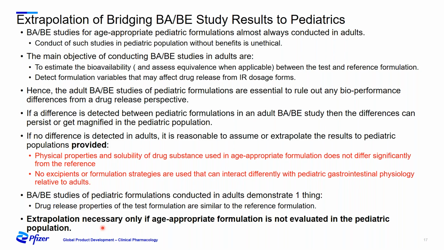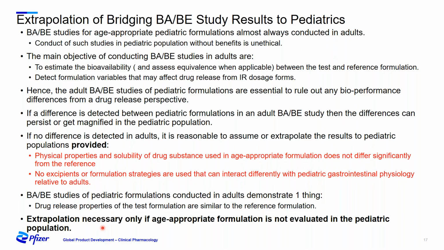The main objectives of conducting BA/BE studies in adults are to estimate the bioavailability and assess equivalence, when applicable, between the test and reference formulations, and to detect formulation variables that may affect drug release from the immediate release dosage forms. Hence, the adult BA/BE studies of pediatric formulations are essential to rule out any bioperformance differences from a drug release perspective. If a difference is detected between pediatric formulations in an adult BA/BE study, then differences can persist in the pediatric population, or they may even get magnified in the pediatric population.